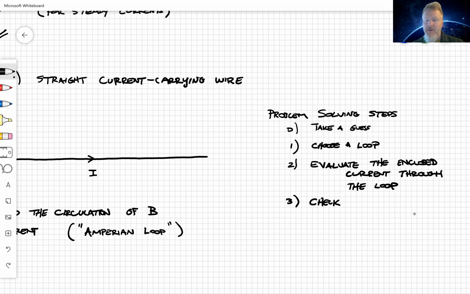As I said before, you're choosing loops in the same sense that you chose Gaussian surfaces, because you didn't really want to do that E dot dA flux integral. So choose a loop where you don't have to really do the B dot ds circulation integral. So check the dot product. Make the loop that you choose match the circulation of the B field.